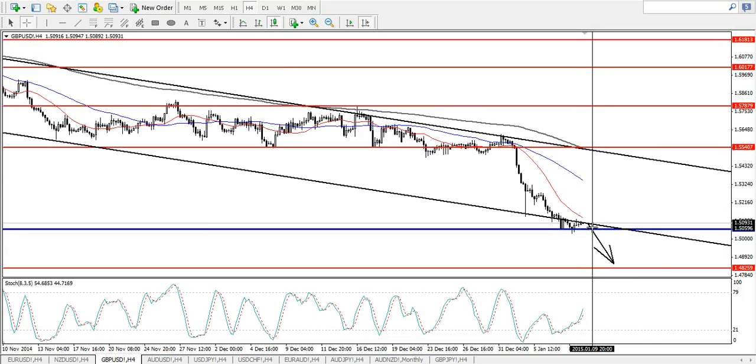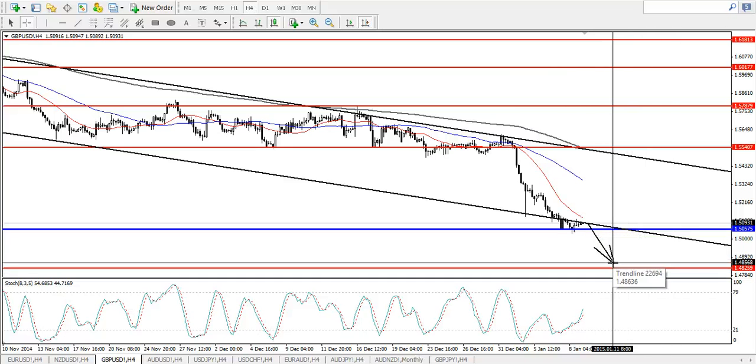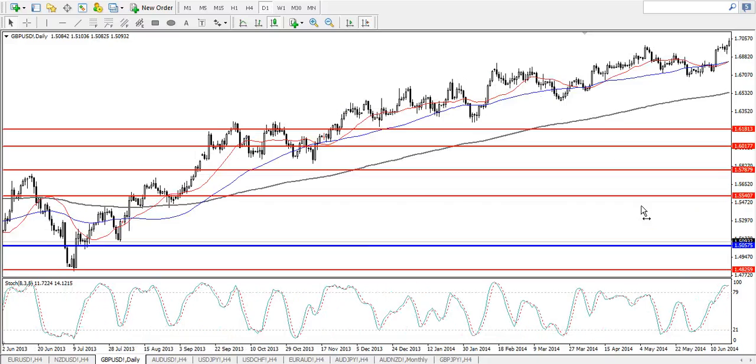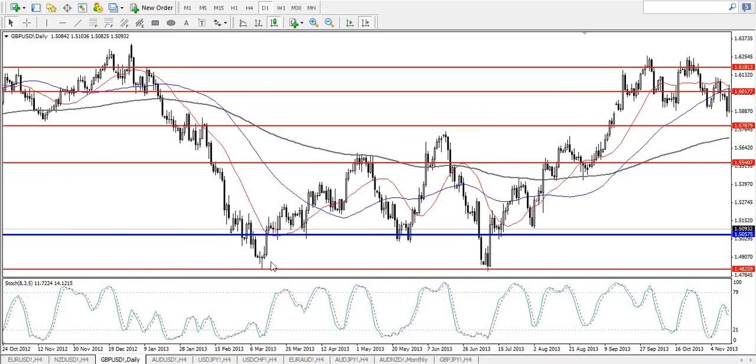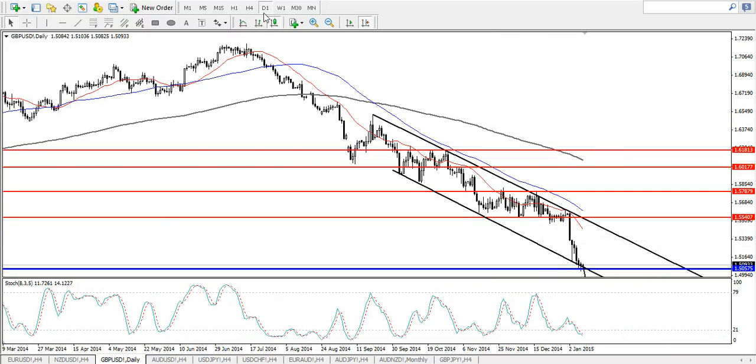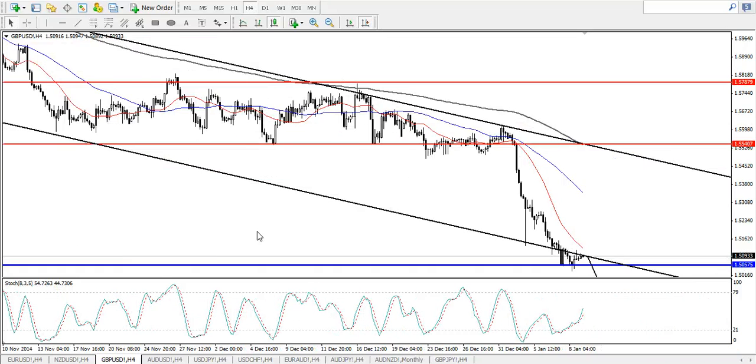If it falls, it may fall all the way back to the next support level at 1.4825, based on the daily chart over here. As you can see, previously there was a support level over here on the day one chart. So that is for the pound against the US dollar.